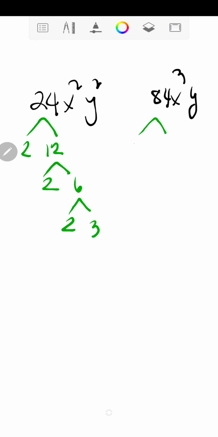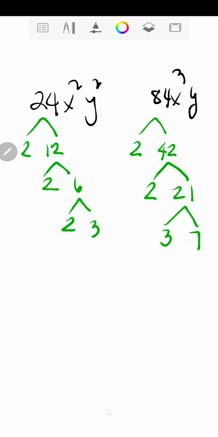For 84, we have 2 and 42. And 42 isn't a prime number yet, so we can factor it by 2 and 21. And 21 isn't a prime number yet, therefore we can still factor it, which is 3 and 7. And now we will summarize all our factorizations here. So if you see, there are three 2's here, which can be written as 2 to the third power times 3, and there are two 2's here, which can be written as 2 to the second power times 3 and 7.